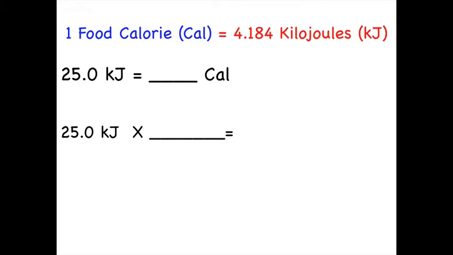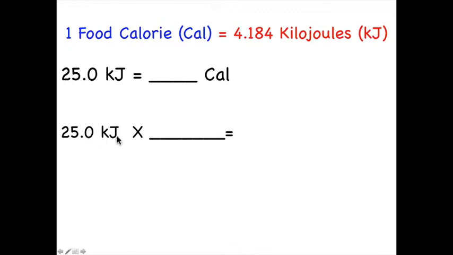When we do a conversion, we're always going to start with the given. So here is my given, my 25.0 kilojoules. It never goes in this fraction. It's always before the fraction. And then I'm going to times and a blank fraction line. That's how I start every single one of these problems.